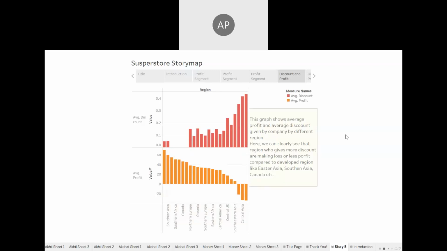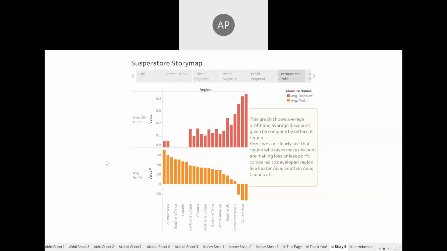My segment is profit and discount, and I have also used other columns to explain my visualization in a little more detail. So this is my first graph, as you can see on the screen. Here I have used discount and profit versus region. This graph shows the average profit and average discount given by the company in different regions.